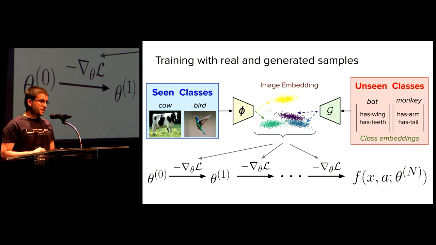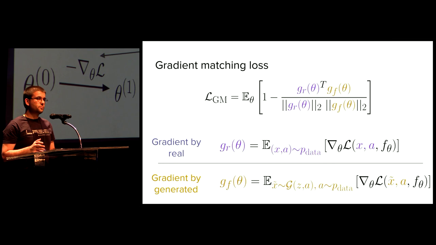Therefore, the performance of F directly depends on the quality of the gradient information that we get from the unseen samples, the synthetic ones. With this simple observation, we propose to learn a generative model such that the gradients that we get from the synthetics should match the gradients that we get from the reals.